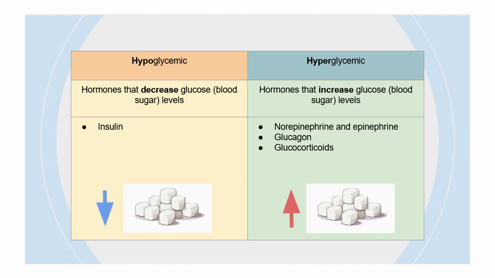Insulin decreases your sugar levels, while hyperglycemic are going to be hormones that increase those glucose levels or those blood sugar levels. So that's going to be your norepinephrine and epinephrine, glucagon, and glucocorticoids. Those are all going to increase those blood sugar levels.